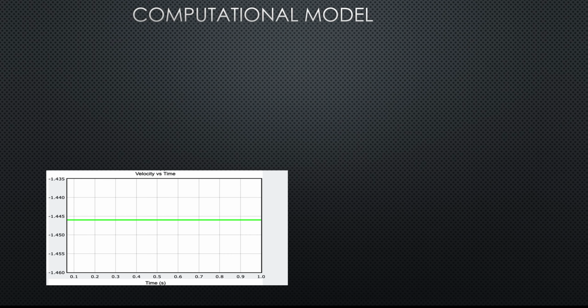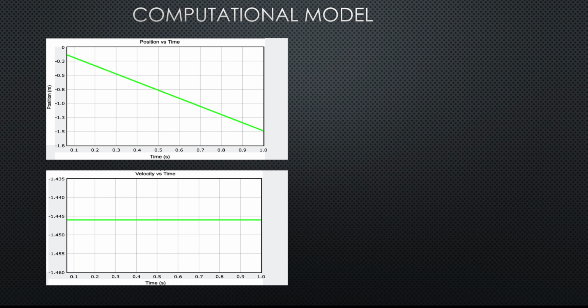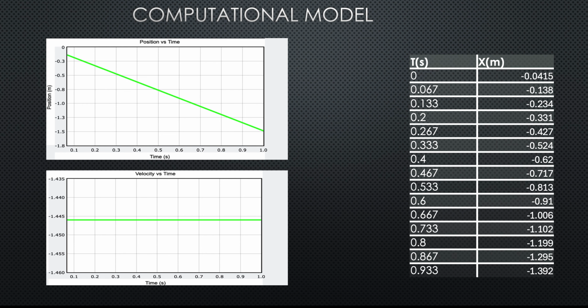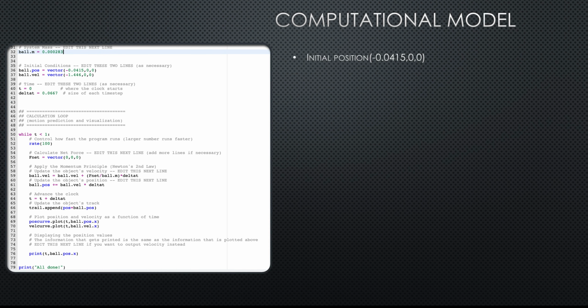Here's the computational model's velocity versus time graph and position versus time graph, and the data. This is the code that was used for it. So the initial position was negative 0.0415, which I got from the observational model before. The average velocity was negative 1.446, which I also got from the observational model. And time was 0.933 seconds.